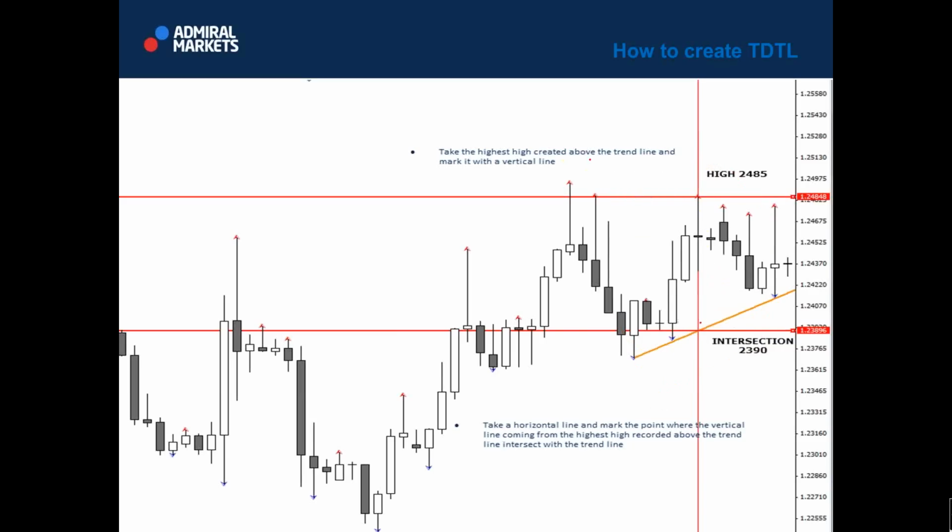So take the highest high created above the trend line and mark it with the vertical line. So we mark this high with the vertical line. The line says it's 24.85. Okay, this is the high.